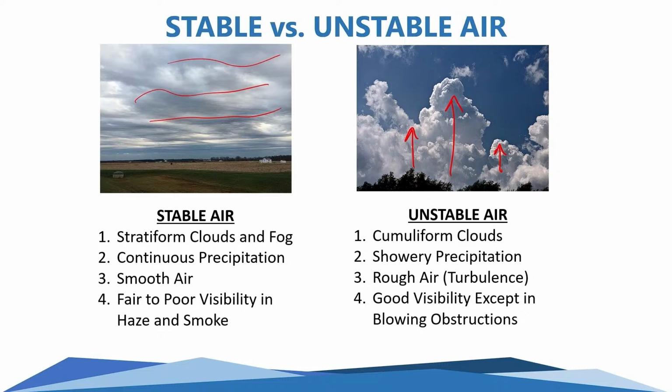Unstable air has the characteristics of cumuliform clouds, these nice poofy clouds that kind of look like giant cotton balls. Showery precipitation, so it's not continuous, but on and off. Rough air, which is turbulence, and good visibility except in blowing obstruction. A blowing obstruction could be something like a sandstorm or sand or dust.